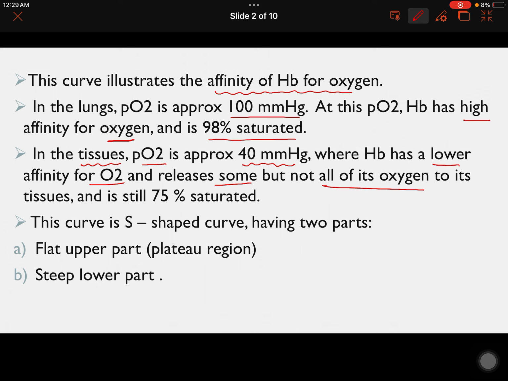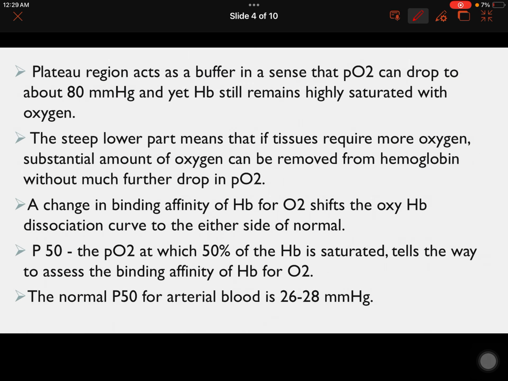For example, hemoglobin is carrying 100 molecules of oxygen. It can deliver 70% of the oxygen and not the 100%, right? So that's what I am saying. Even at the tissue level, because it is not releasing all of its oxygen, 75% saturation is still maintained. The curve is an S-shaped curve, very important, and is having two parts. One is the flat part or the upper part, that is the plateau region, and another one is the steep lower part. I hope there is no confusion till this point of time.